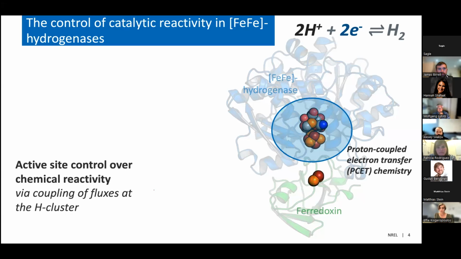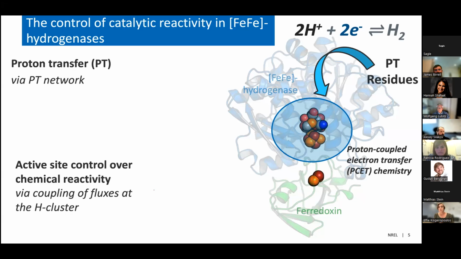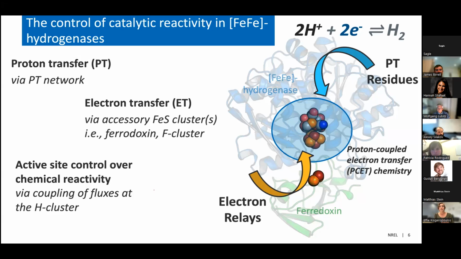We know that proton coupled electron transfer chemistry happens at the H cluster active site. So there's control that needs to happen there of the incoming and outgoing electron and proton fluxes, making all of that work together. That's one aspect. Then we have the network of residues that allow proton transfer in and out of the active site. Variation is seen in those residues, and that can be investigated in terms of how it contributes to reactivity. And then there is the electron transfer in and out of the active site as well, through electron relays that direct the electron flow.